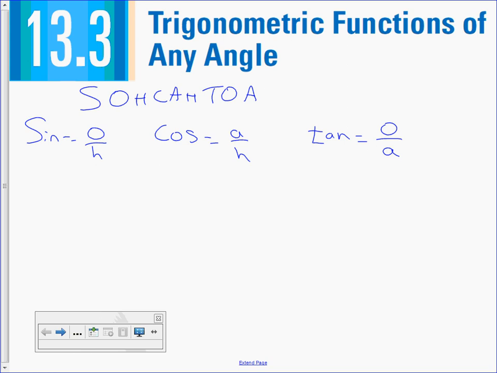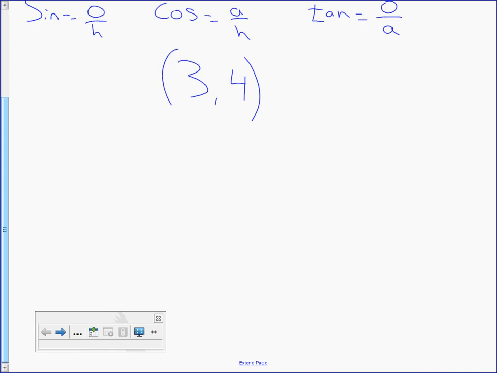Now, the next part of this is that in order for us to be able to use SOHCAHTOA, what kind of a triangle did we have to have? A right triangle, correct. So here's what I want to do. Let's take an ordered pair, 3, 4. And what I'd like to do is take that ordered pair, and I want to plot it in a two-dimensional grid.